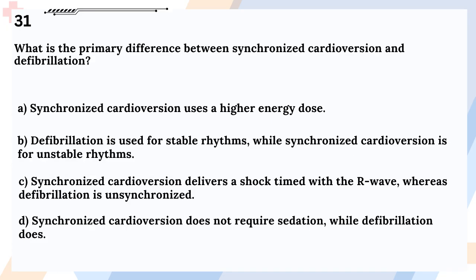Question 31. What is the primary difference between synchronized cardioversion and defibrillation? A. Synchronized cardioversion uses a higher energy dose. B. Defibrillation is used for stable rhythms, while synchronized cardioversion is for unstable rhythms. C. Synchronized cardioversion delivers a shock timed with the R wave, whereas defibrillation is unsynchronized. D. Synchronized cardioversion does not require sedation, while defibrillation does.